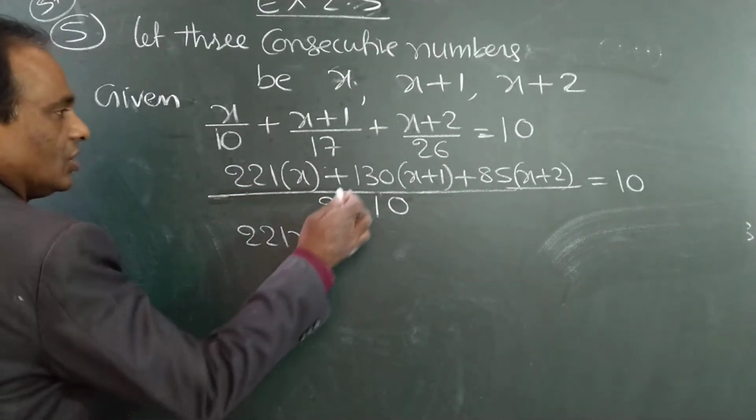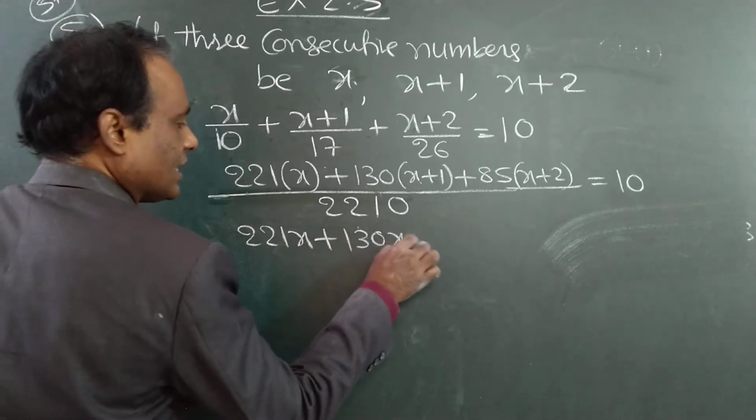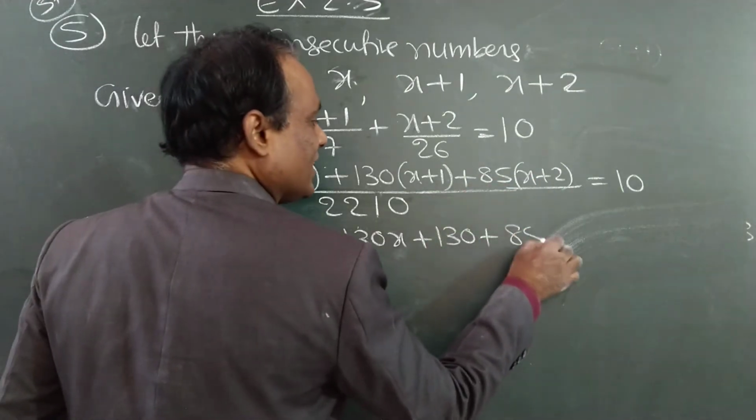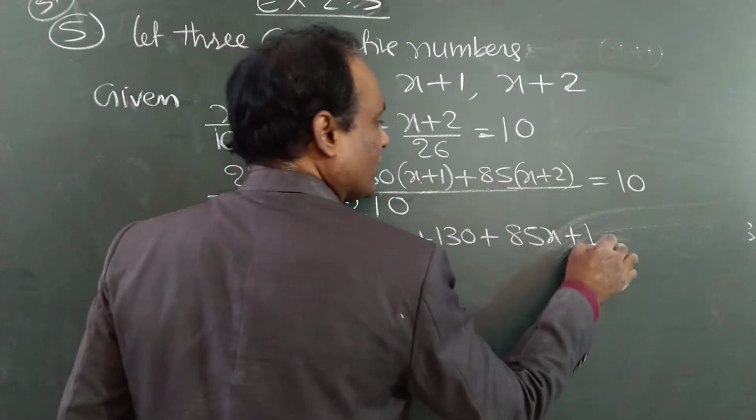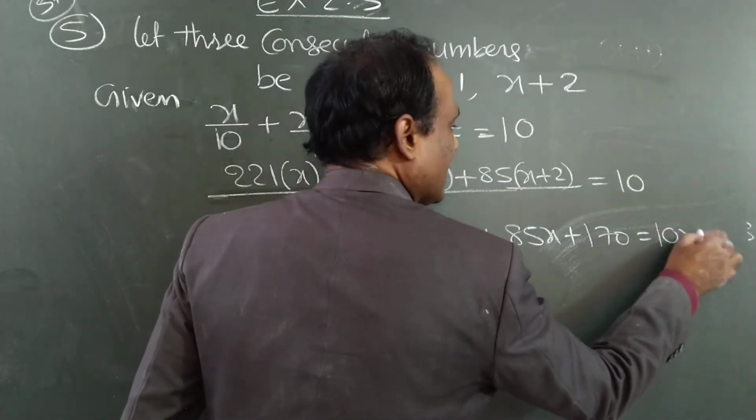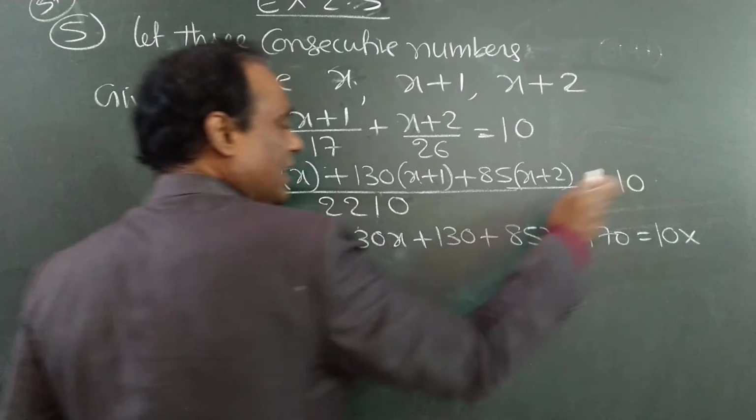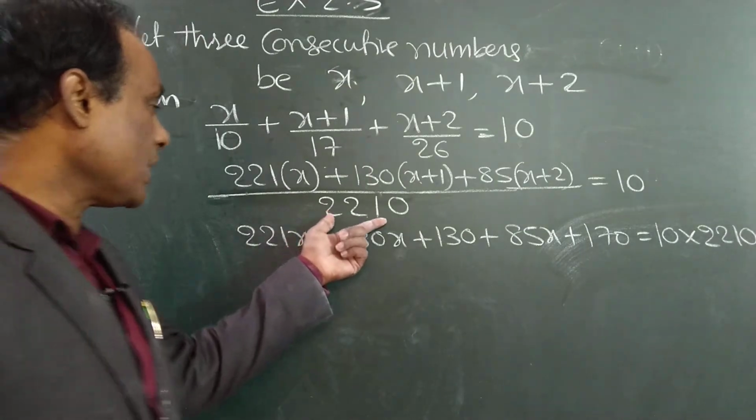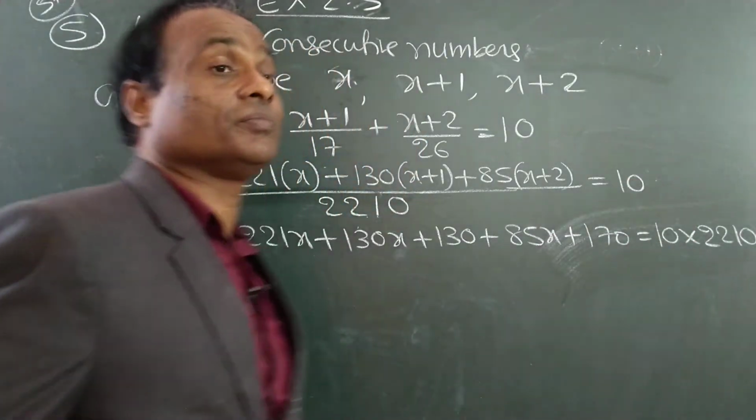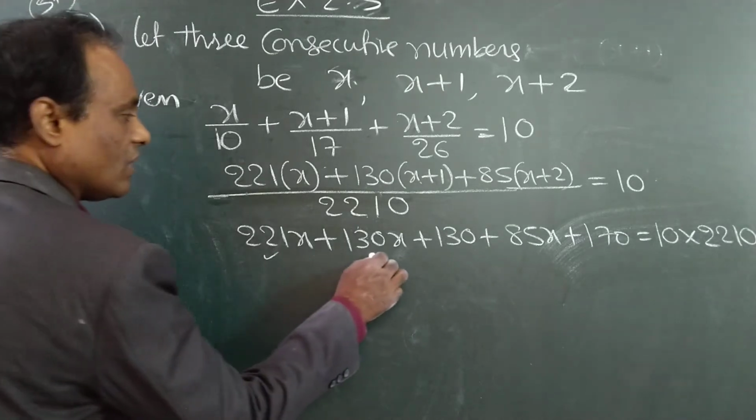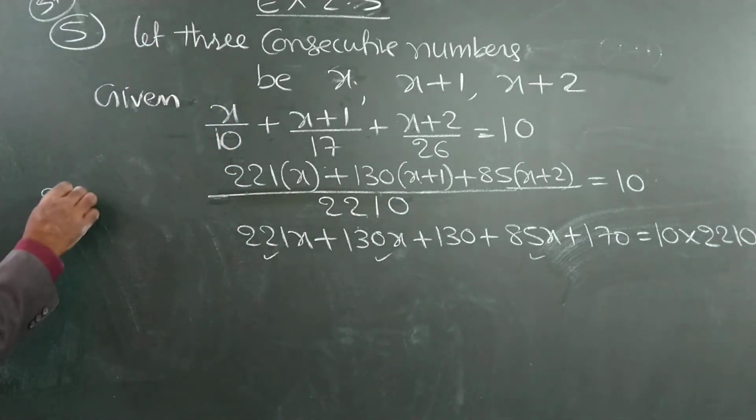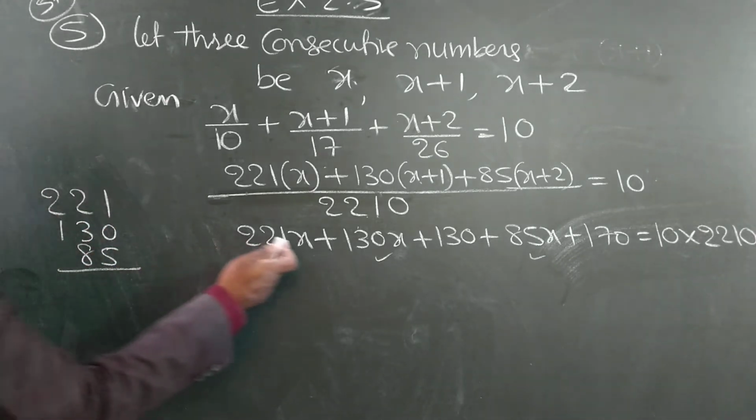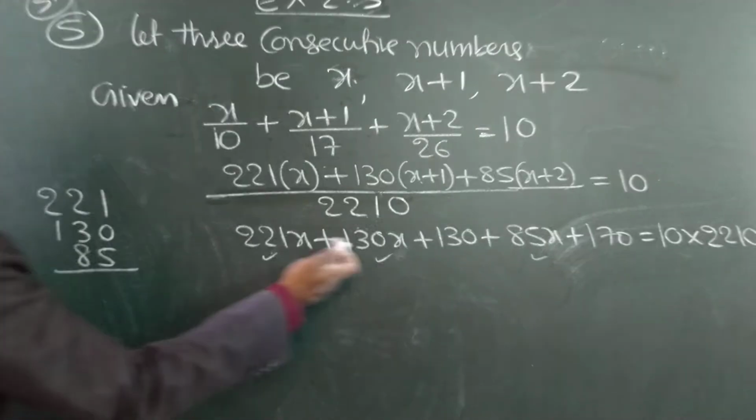221x, 130 into x is 130x, 130 into 1 is 130, 85 into x is 85x, 85 times 2 is 170, is equal to 10 into this. This is in the denominator, so it will go up and become multiplication. 221x, 130x, 85x are like terms, because same x, no? You add all these three x terms.